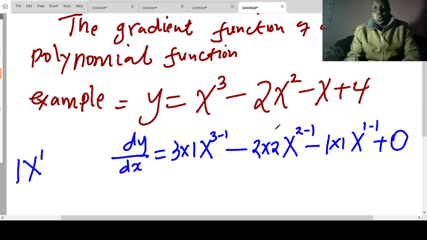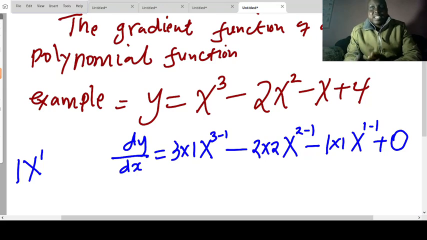Why did I put 0 where we have 4? 4 does not have x. It doesn't have the x. Because we are differentiating y with respect to x, any term which does not have the x is as good as 0, as good as nothing. Did you hear that? A term in a polynomial which has no x, when we have dy over dx, is as good as 0. When you are differentiating, it is 0. Please understand that.